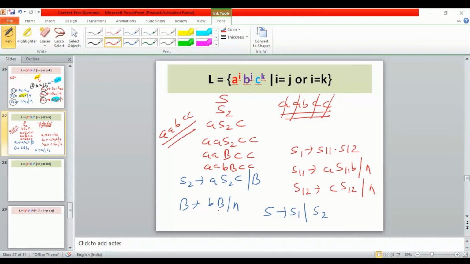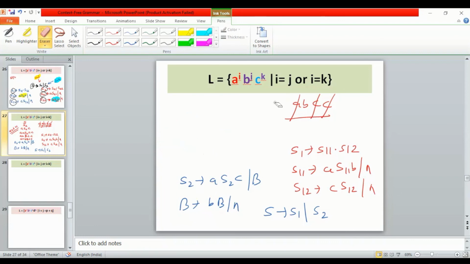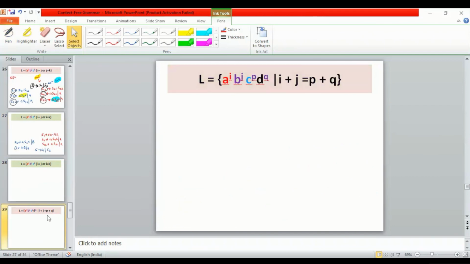This is how you can generate a complete grammar for this language: A raised to I, B raised to J, C raised to K, I equal to J, or I equal to K. Okay, let us take one more example which is different from this. Let us have I plus J is equal to P plus Q.